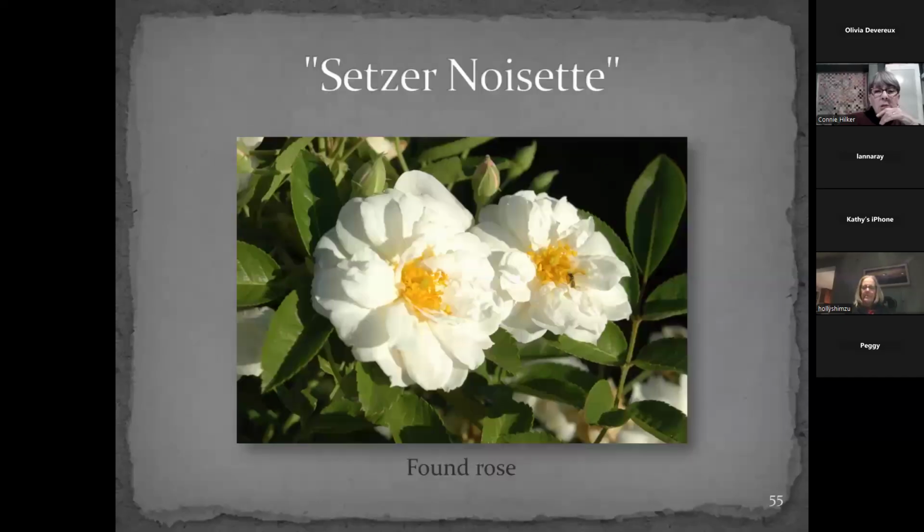We have Setzer's Noisette. This was named for the family that supposedly carried this one. If the story is true, and I've not been able to prove it, Setzer's Noisette made the migration west from Virginia to California, and it was given to one of the nurseries in California who has perpetuated it and kept it in commerce. I bought it because of the Virginia connection.